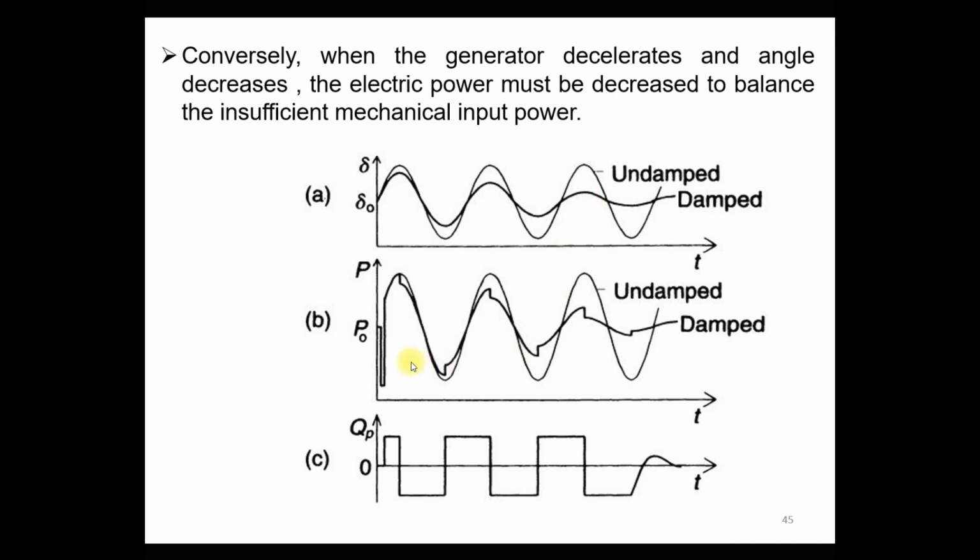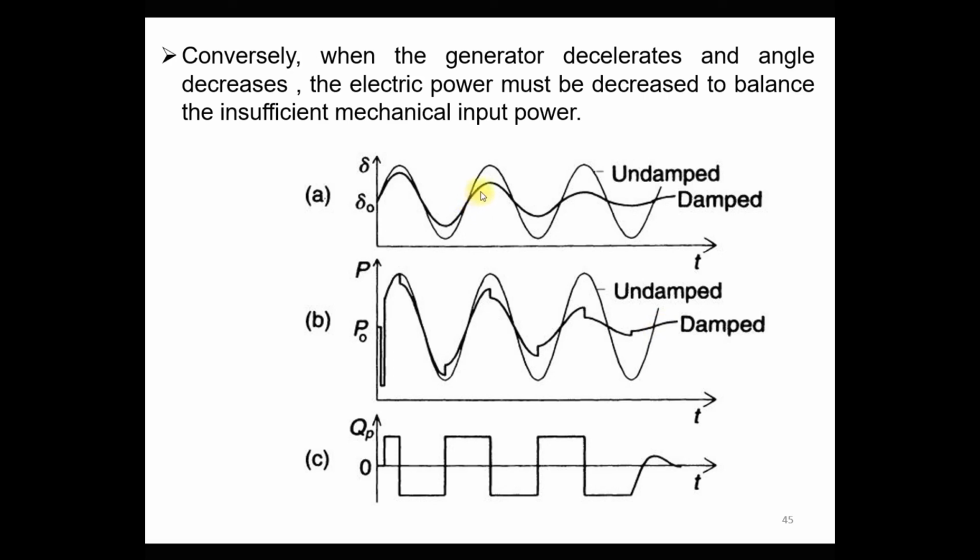In the same way, you can see that as the angle oscillates, the active power also oscillates. With an undamped system, as the angle oscillates, the active power oscillates in the same proportion. As the angle increases, the active power increases. As the angle decreases, the active power decreases. And the second graph is the one with damping. It means with the FACTS devices, how you can reduce the oscillation of power, that is damping.